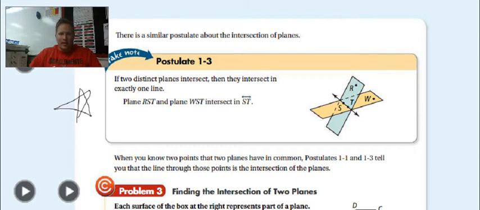And again, do you see how we will label it? We have 2 points S and T, so it intersects at line ST. And again, when it's a line, we put the little arrows over the top. That's an important one that we're definitely going to be referencing quite a bit.